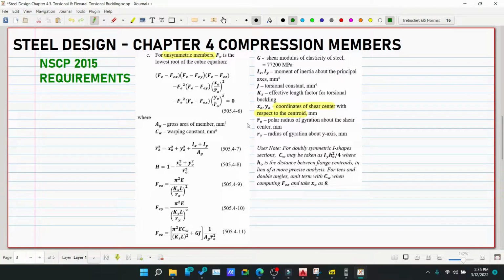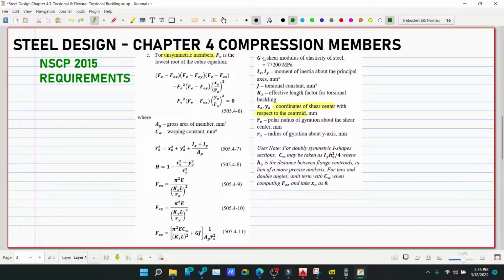Okay? Then yung ating R bar sub O is the polar radius of gyration about the shear center. And then, ang H natin is equivalent to 1 minus x sub o squared plus y sub o squared over R bar sub o squared. Then, ang FEX natin, ito, yan. Ang FEX natin is pi squared E over KXL over RX squared. Then, ang FEY natin is pi squared E over KYL over RY squared. Then, ang FEZ natin is pi squared E multiplied by CW over KZL raised to 2 plus GJ multiplied by 1 over AG R bar sub o squared.